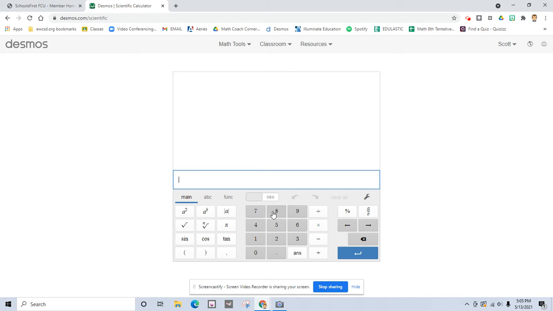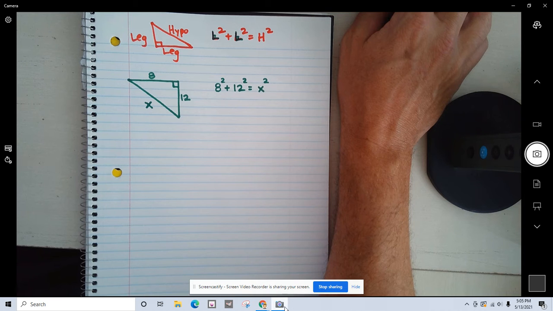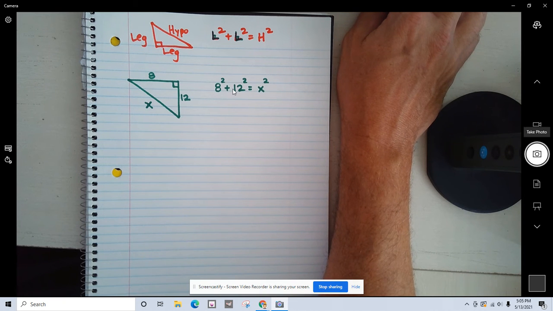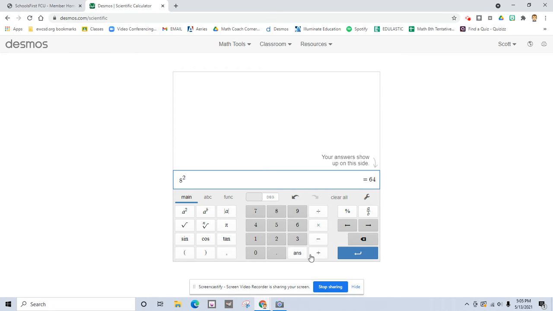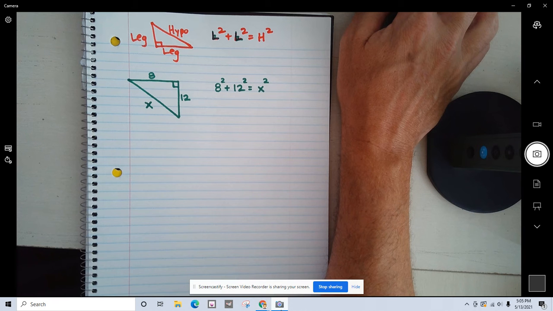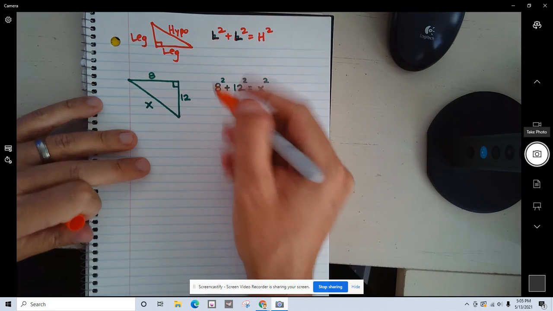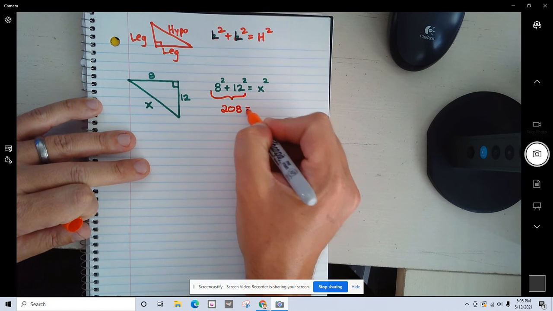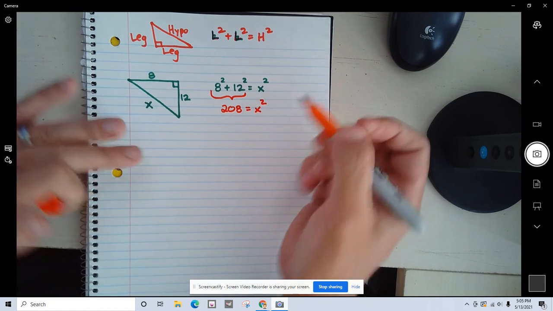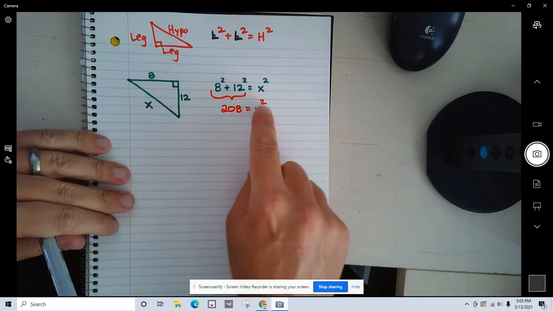So if I go here, I'm going to move it in a little bit more, a little bigger. 8, and I'm going to hit this button, squared. And if I go back to my problem again, it was 8 squared plus 12 squared. So with this one, I can keep on going and put plus 12 squared, and I get 208. Is 208 my final answer? No. You still have to finish off this exponent.